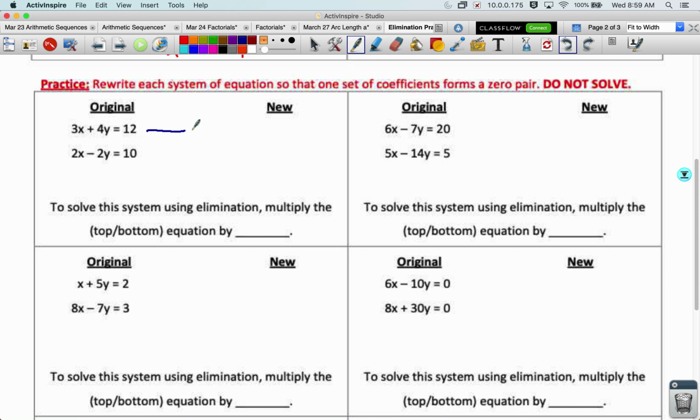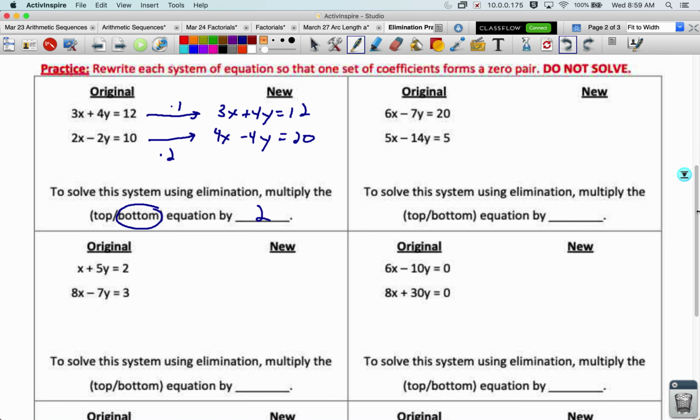So what I'm going to do is I'm just going to copy this one. 3x plus 4y equals 12. And I'm going to multiply this one by 2 so that I can get 4x minus 4y, there's my zero pair, equals 20. So I multiplied the bottom equation by 2. All right, I'm going to do the next 3.